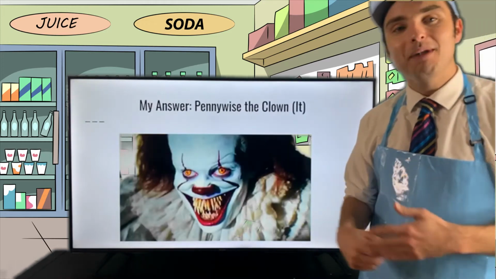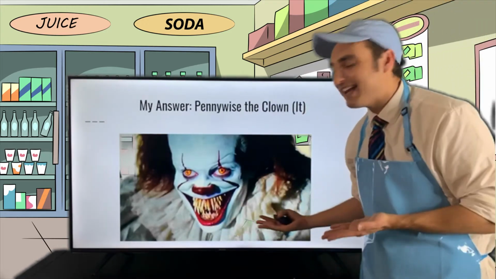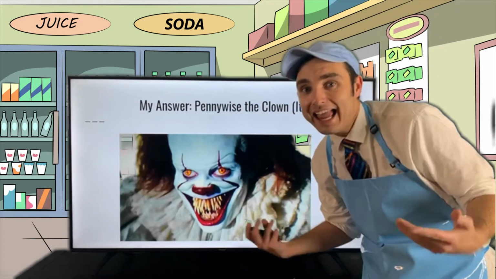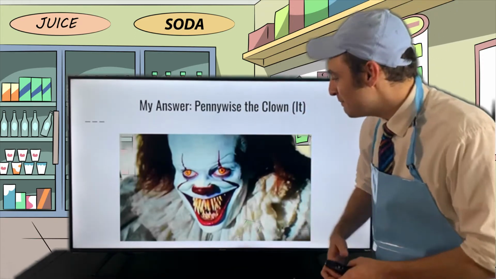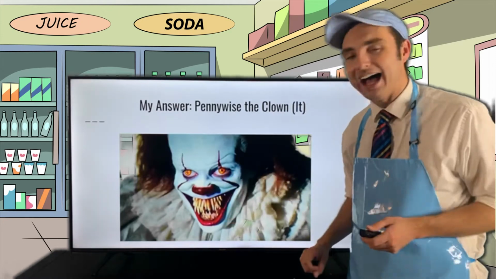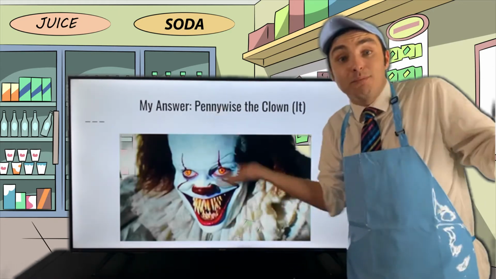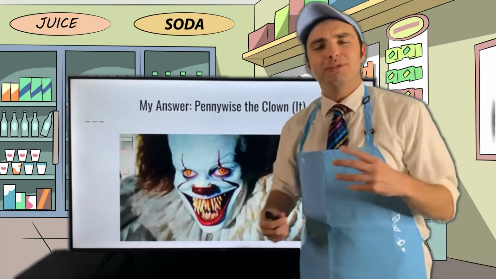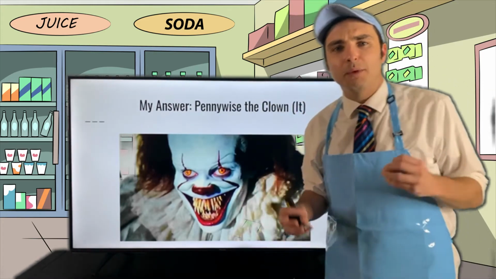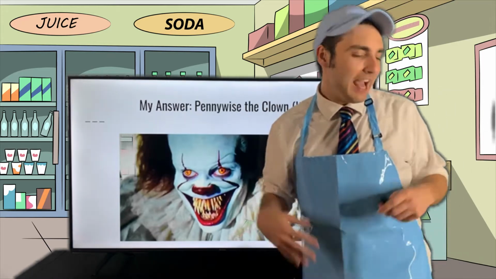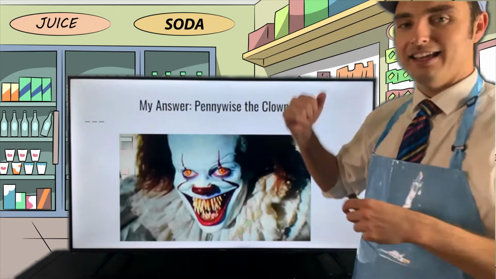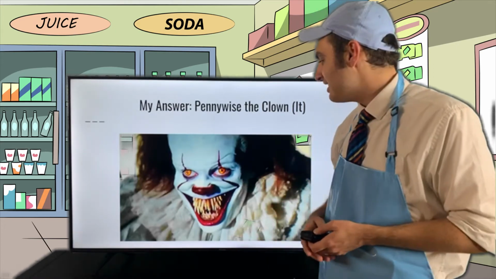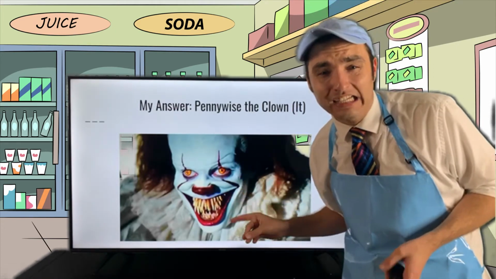Boom! My answer is this beautiful creature right here, Pennywise the Clown, also known as It. Beautiful smile, look at those eyes, so demonically possessed from another universe. Whoa! So that was a horror movie character that really popped out to me. And it's all about It. That's the clown. That's the movie. And that's absolutely horrifying.